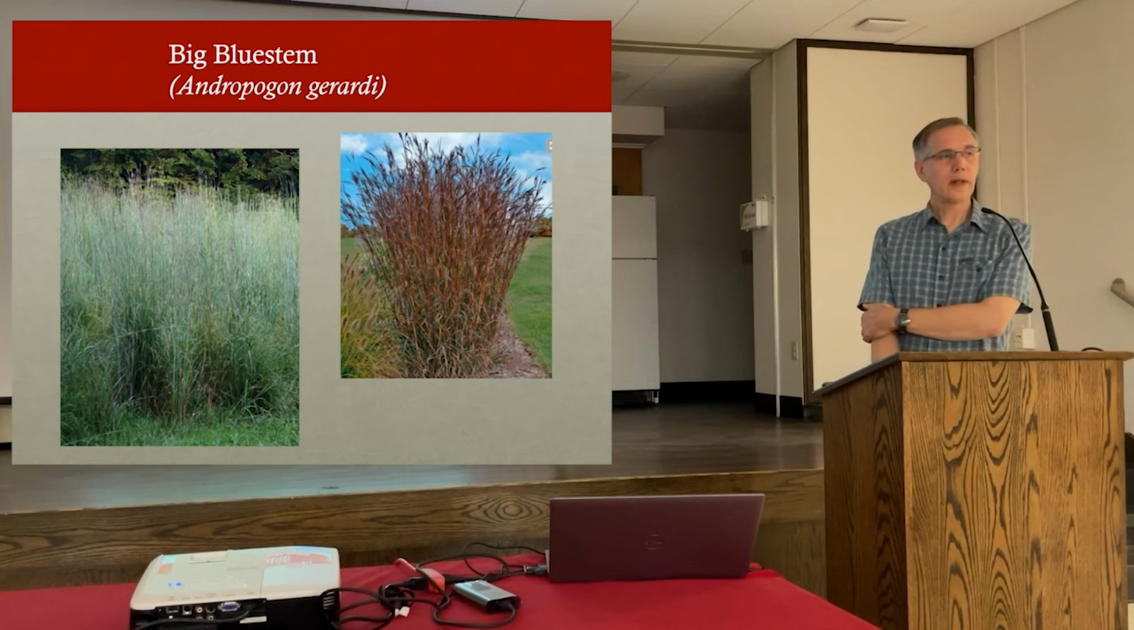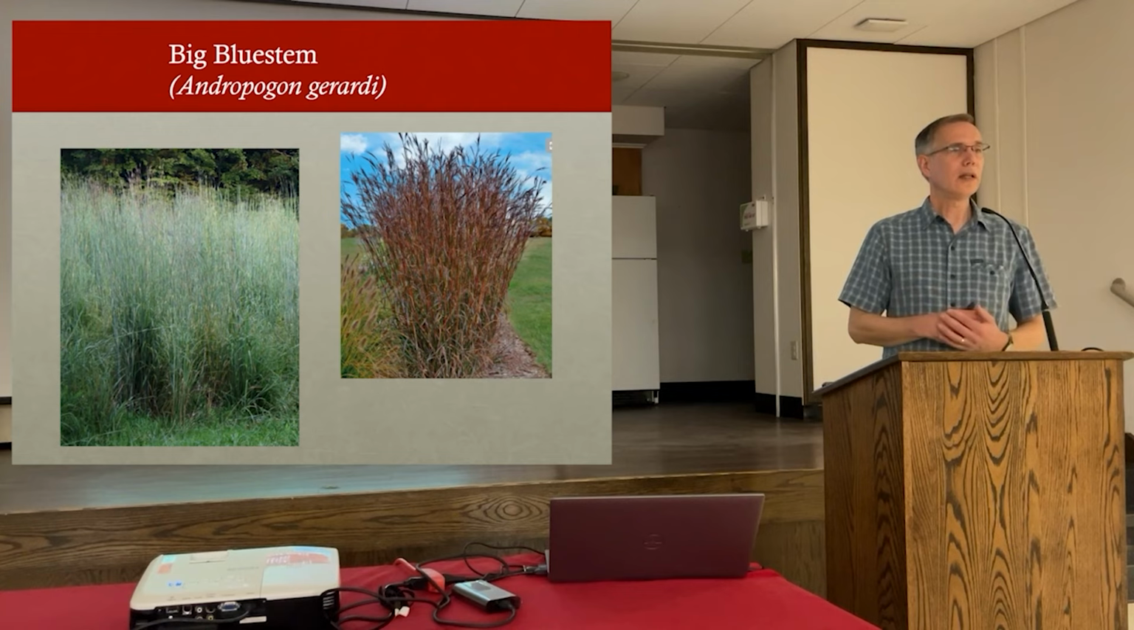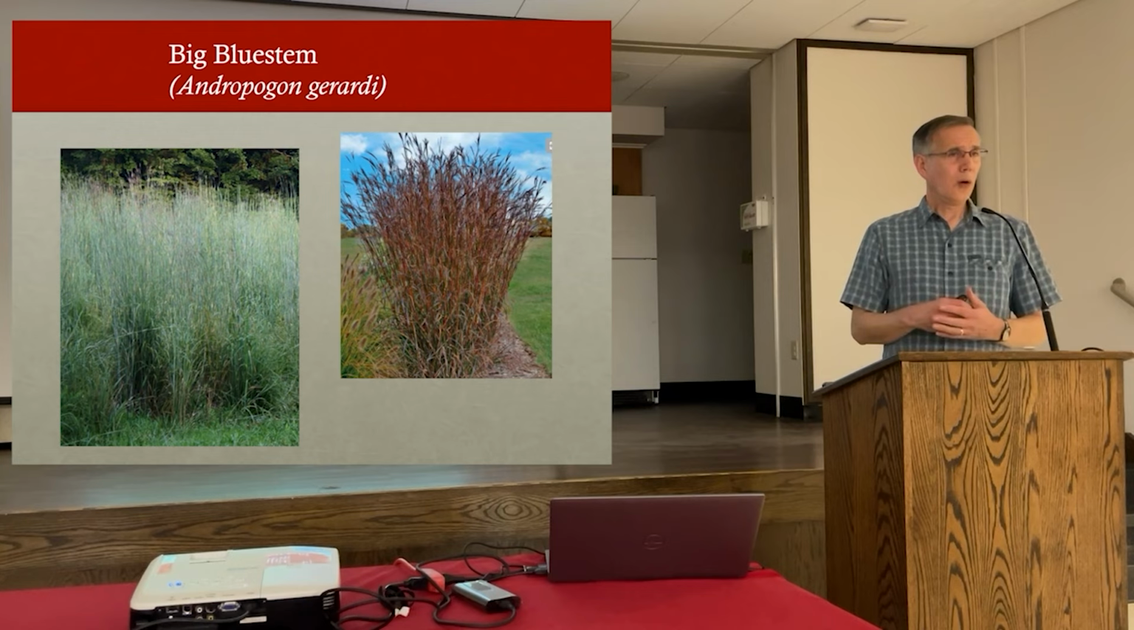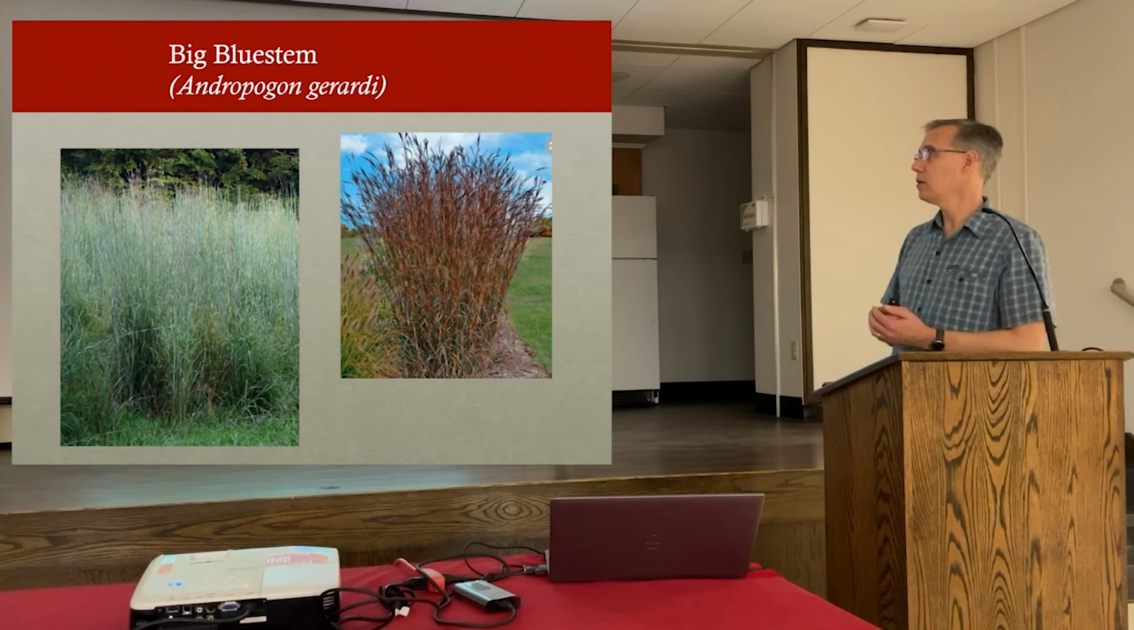So big blue stem is a prairie grass that we would normally expect to see in the Midwestern area, but there are parts of New York where there are oak openings, where we had some natural prairies, and still do, in parts of New York. And big blue stem is one of the grasses that occurs there.